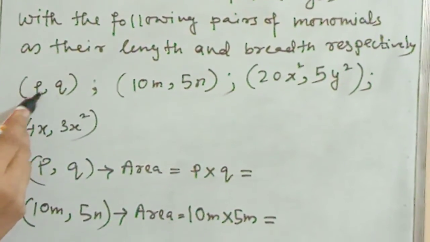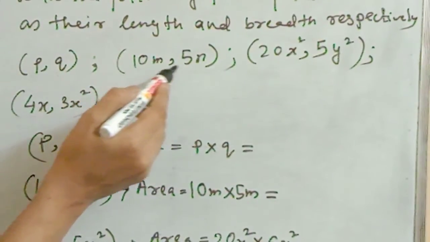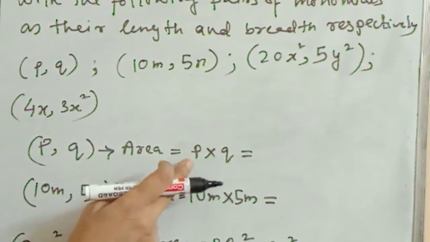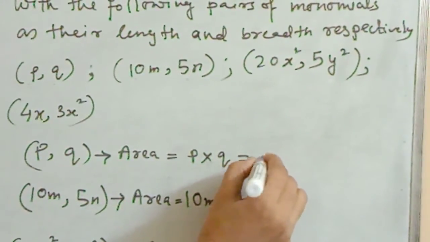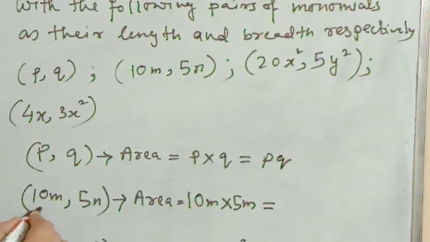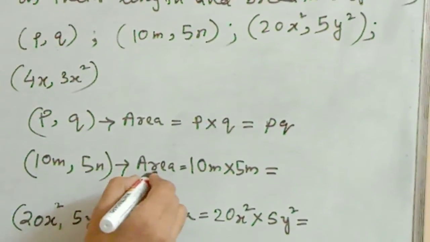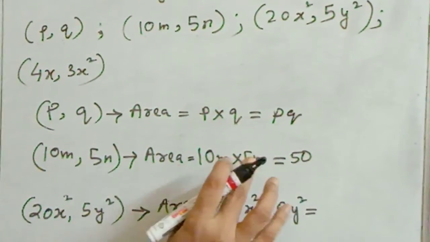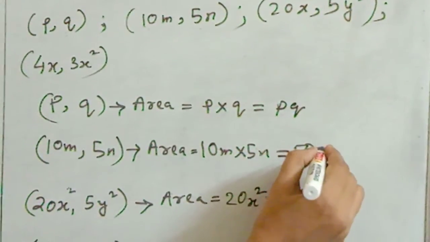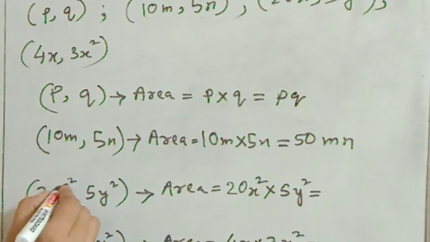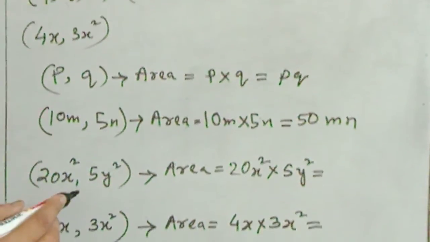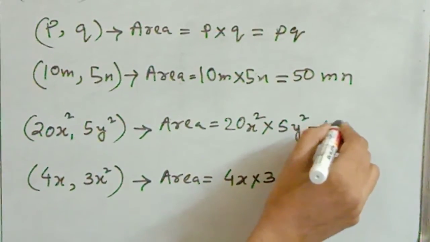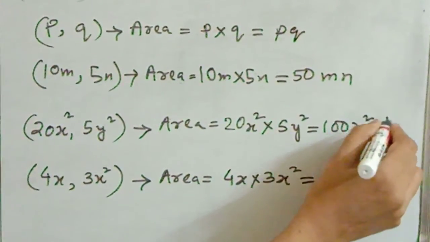Here the monomials are p and q. Here 10m and 5n. In this way you have to find the area. If it is length and breadth, then area will be length into breadth. p into q, that means pq. The second one, 10m and 5n: area is 10m into 5n, 10 fives are 50, m and n, so 50mn. Next one is 20x square and 5y square: 20 into 5 is 100, x square y square.